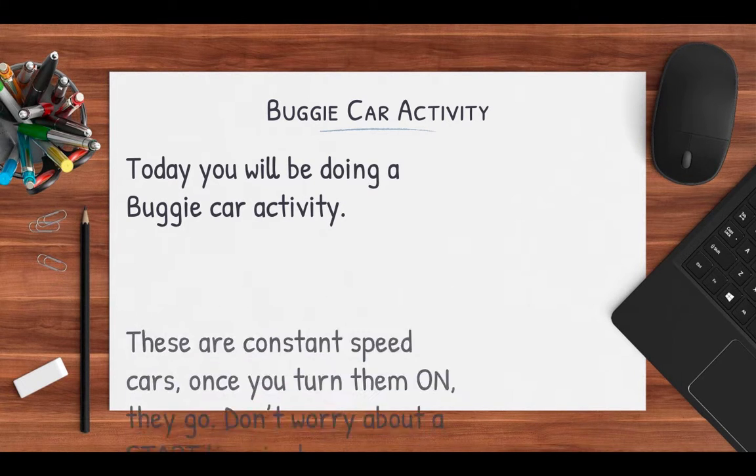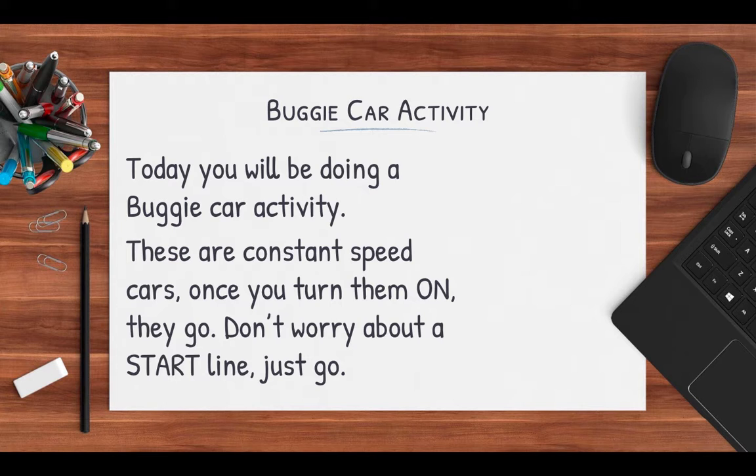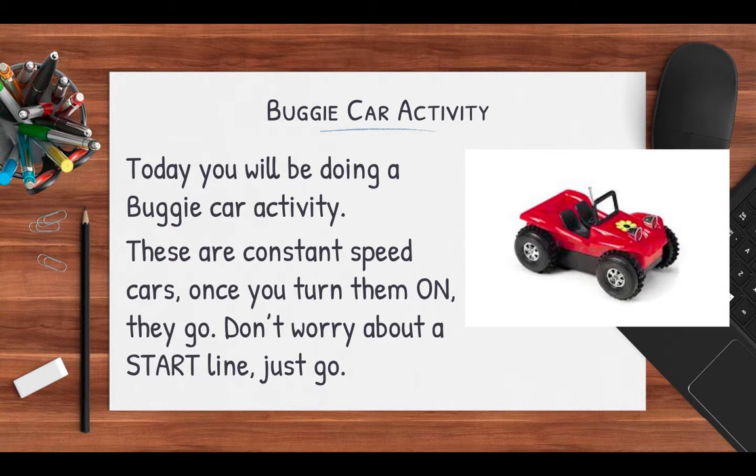So, the buggy car activity. You're going to be doing the buggy car activity. These are constant speed buggy cars, and they look like this. Once you turn them on, the on switch is on the side somewhere, generally, they go. Don't worry about having a start line. They just go. Once you set them down, they will go. They may not always follow a straight path, but that's okay.